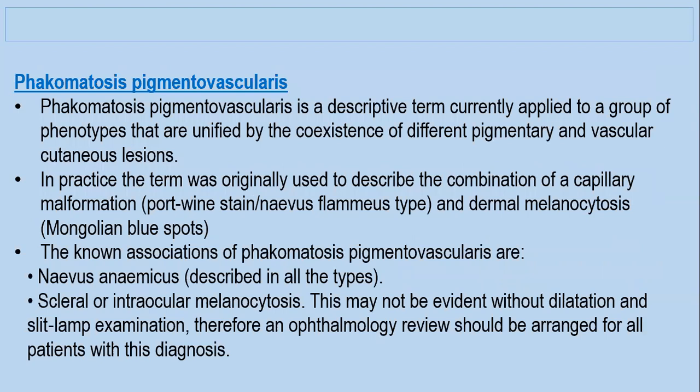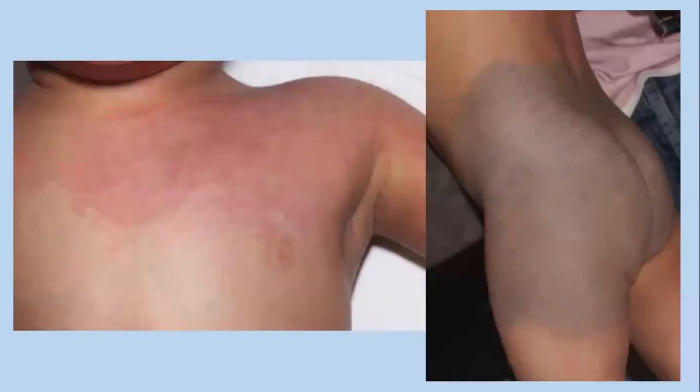Then the last condition to be discussed is Phakomatosis pigmentovascularis. Phakomatosis pigmentovascularis is a descriptive term currently applied to a group of phenotypes that are unified by coexistence of different pigmentary and vascular cutaneous lesions. In practice, the term was originally used to describe a combination of capillary malformation, that is port wine stain or nevus flammeus, with dermal melanocytosis or Mongolian blue spots. So a combination of vascular lesion and Mongolian spot.